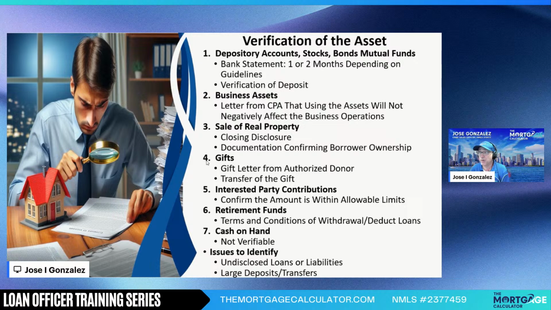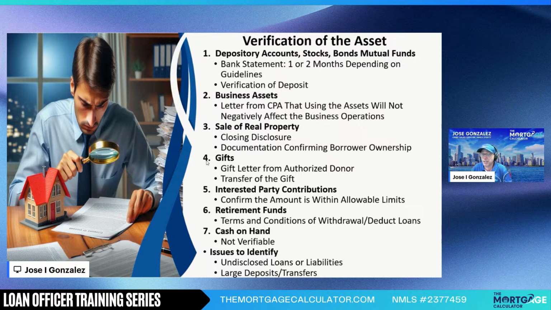Gifts, right? So one of the main things you want to check on gifts is that you have a gift letter signed from an authorized donor. Now, what do I mean by an authorized donor? Well, depending on the loan type, and they are all different. For example, Fannie Mae and Freddie Mac categorize acceptable gift donors. There are some differences, right?